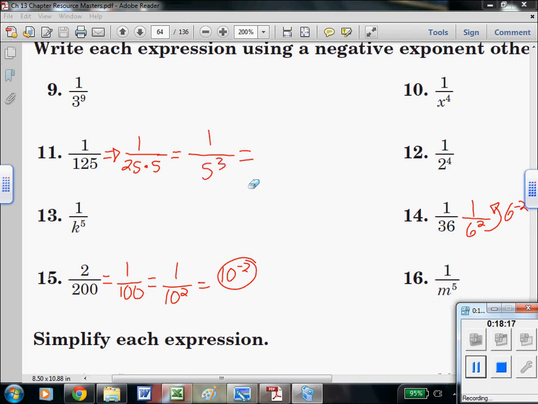All right, so let's see. 1 over 5 cubed, I said. Okay, so now let's do the same thing. So now to put that 5 in the other end of the fraction, we have to make its exponent negative.